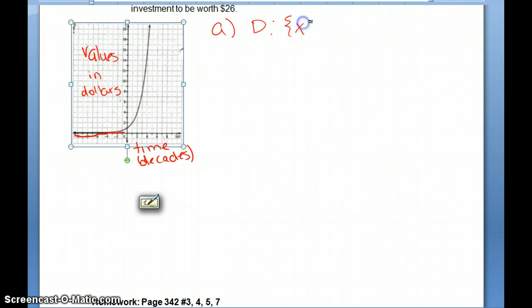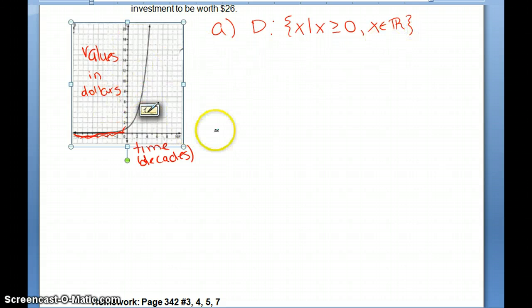And if you guys look there, we have x such that, and we really shouldn't have this back here. We're dealing with time. So what we're going to be looking at here is that x must be greater than or equal to 0, where x is an element of all real numbers. So once again, I'll apologize for that wonderful graph that I gave you. And our range there is y such that y must be greater than 0, where y is an element of all real numbers.